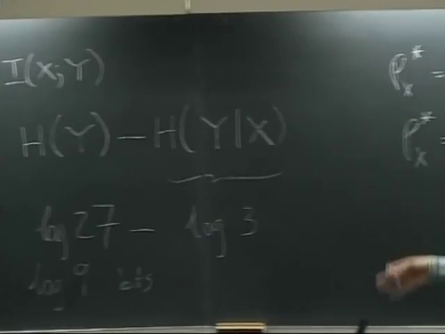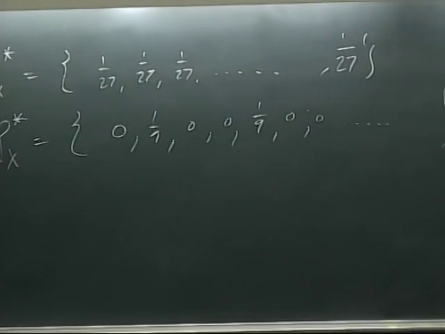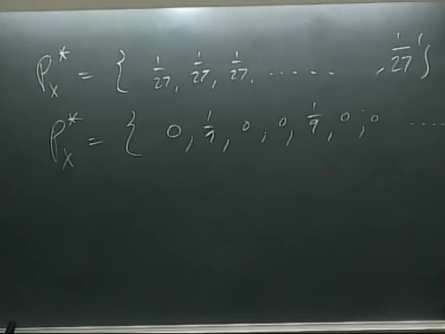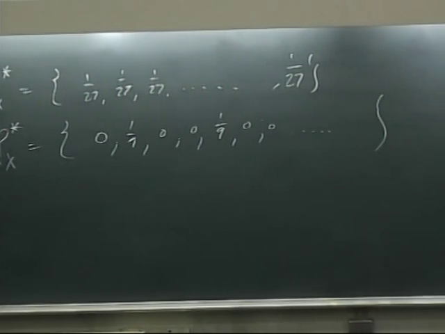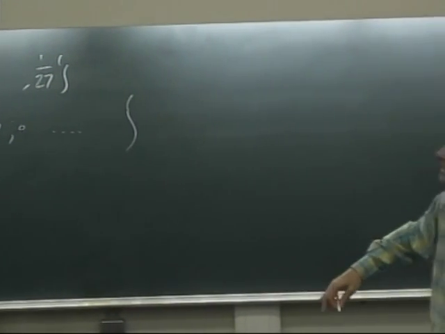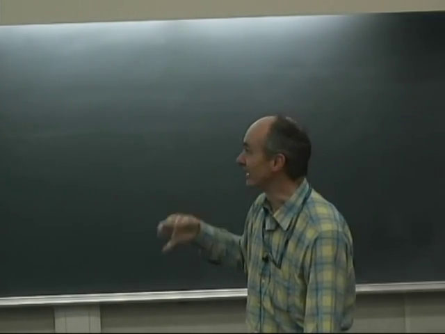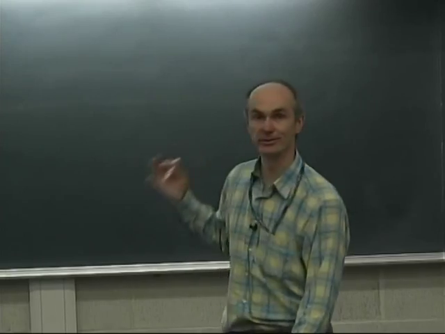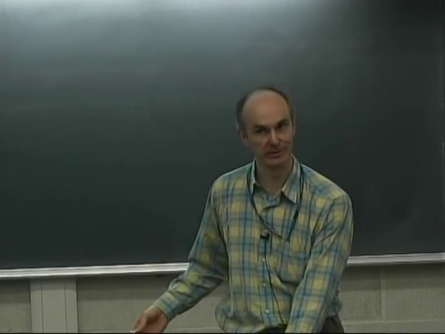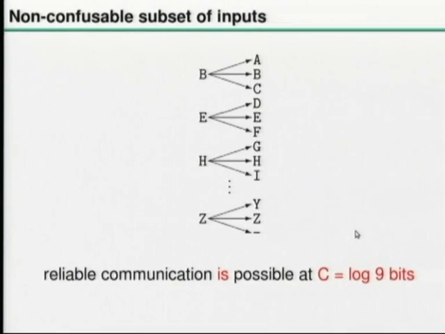But it also gives you a hint of a way of communicating reliably with the noisy typewriter channel. Namely, you never use the other inputs. You just use inputs B, E, H, and Z. And therefore, you can communicate reliably. How fast can you communicate reliably? Well, each time you use the channel, you can pick 1 of 9 possible inputs. Therefore, you will be conveying log 9 bits per use of the channel.